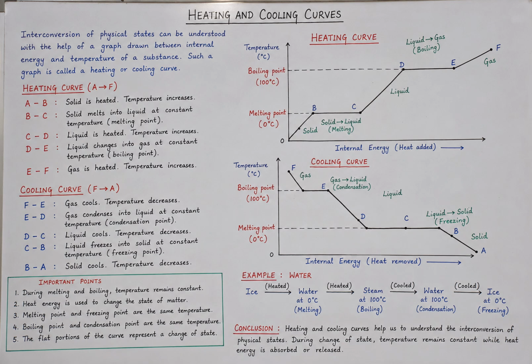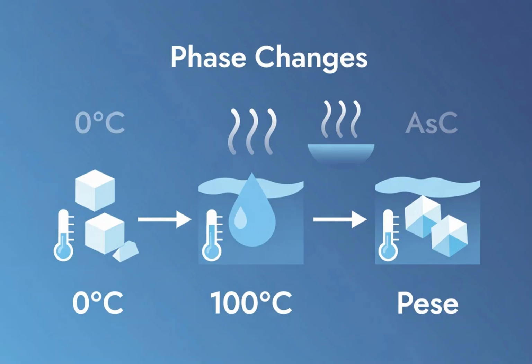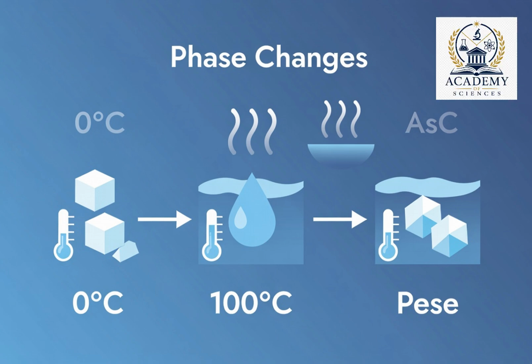Example: water. Ice heats up to 0 degrees Celsius. At 0 degrees Celsius, ice melts into water at constant temperature. Water heats up to 100 degrees Celsius. At 100 degrees Celsius, water boils into steam at constant temperature. During cooling, steam condenses at 100 degrees Celsius and water freezes at 0 degrees Celsius.